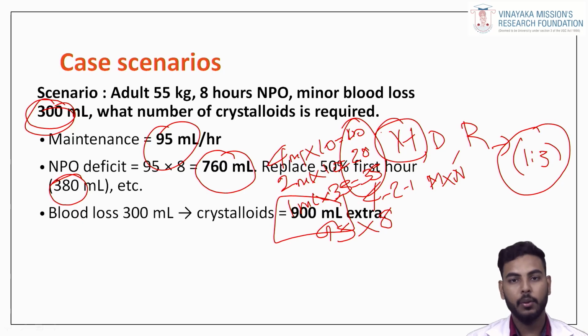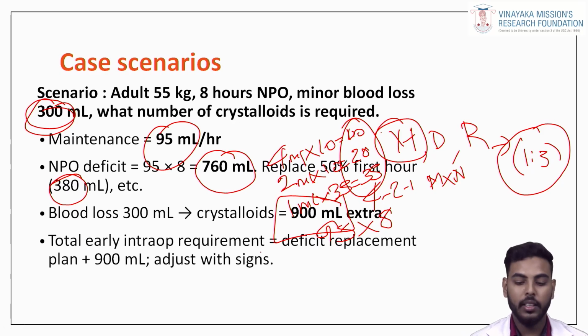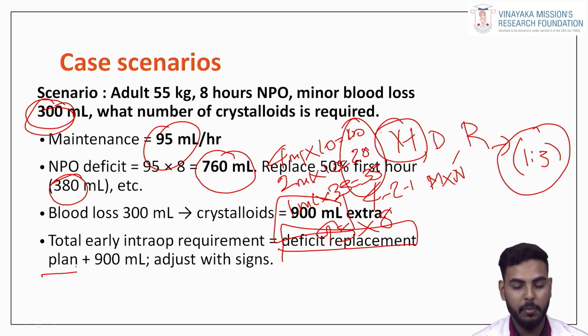Okay. This is a way to calculate the maintenance fluid requirement, deficit formula, blood loss replacement, and then the ratios of the blood loss for the crystalloids and colloids. So the total early intraoperative requirement is how we give the deficit replacement. That is the deficit replacement plan. Then 900 ml is the overall fluid.